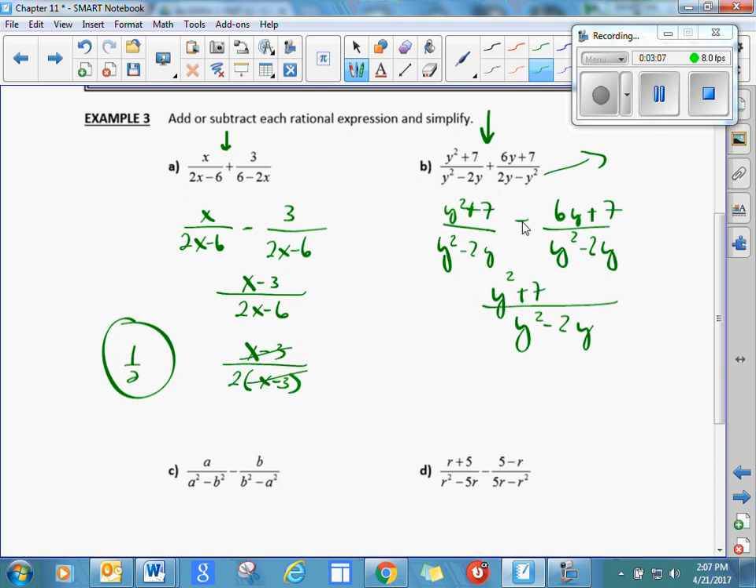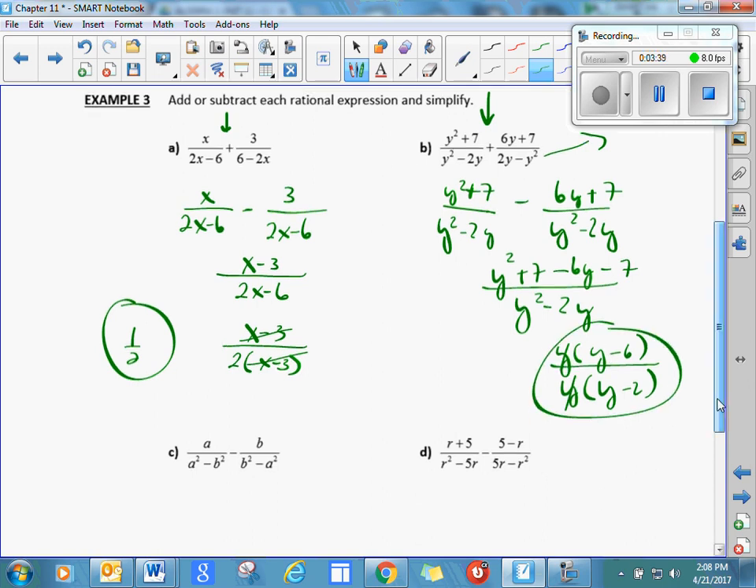We notice that we are distributing a negative to both of these terms, so this becomes a -6y minus 7. We've got to clean up the numerator, a +7 and a -7 add to 0, leaving y squared minus 6y. We can factor out a y, so we have y minus 6. In the denominator, we can factor out a y also, and we get y minus 2. The y's will cancel, and that's the answer. Two more.